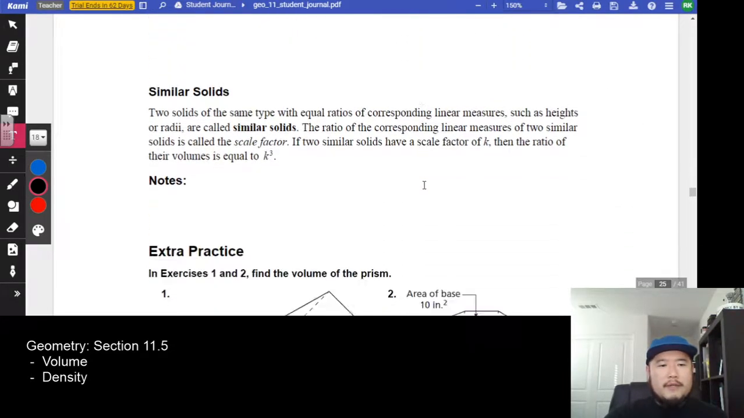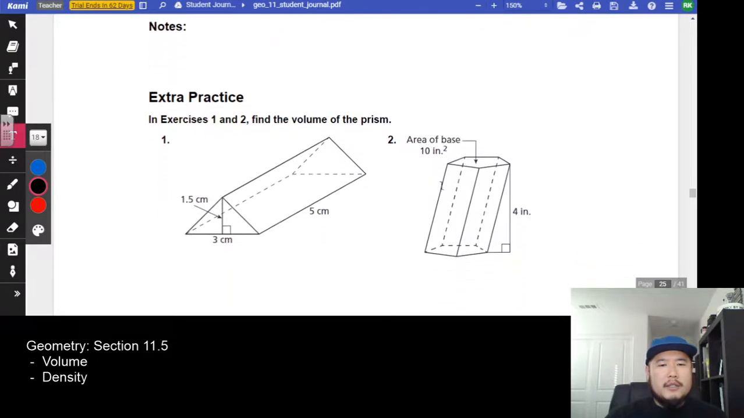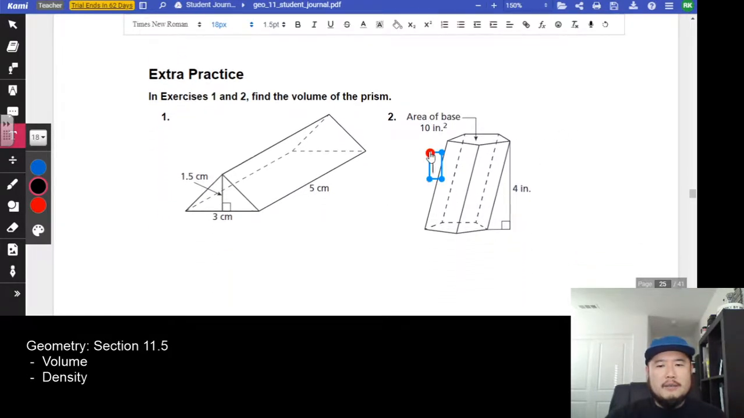The last piece of information right here is the concept of similar solids.